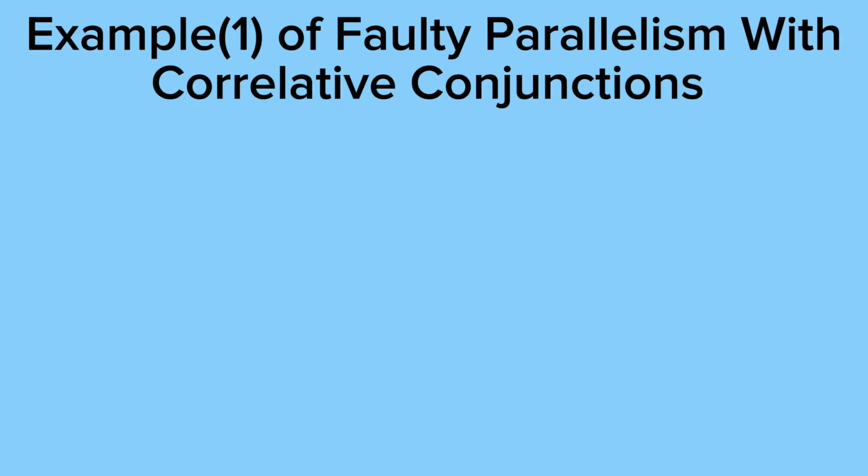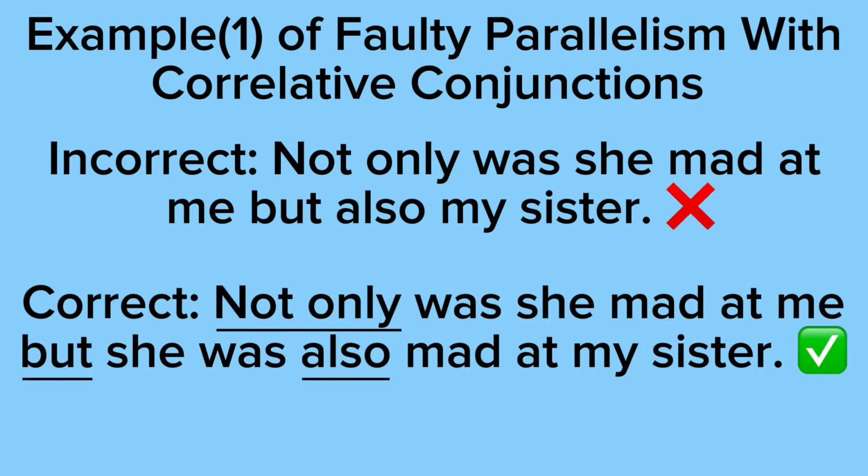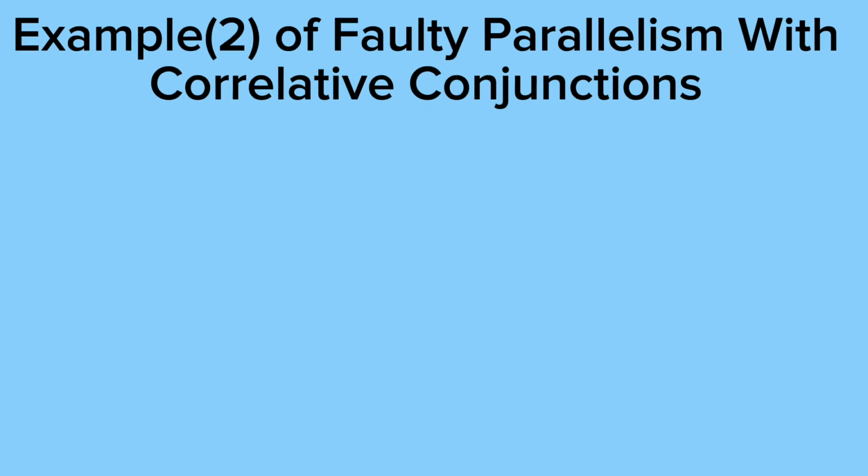So for our first example of faulty parallelism with correlative conjunctions, our incorrect sentence says, not only was she mad at me, but also my sister. So here the correlative conjunctions we're using are not only and but also. So what's on the same side as not only has to match what's on the same side as but also. So the correct way of saying this would be, not only was she mad at me, but she was also mad at my sister.